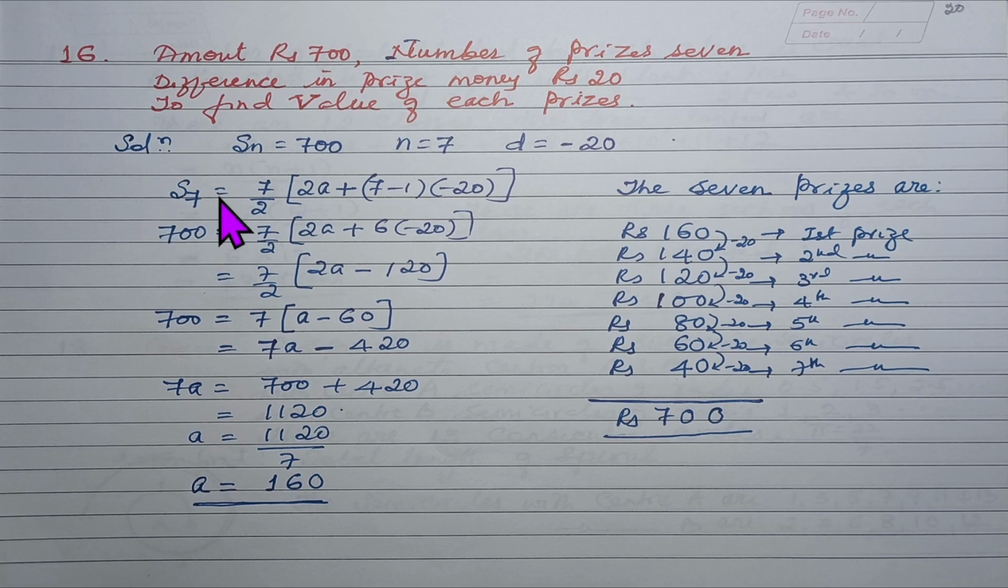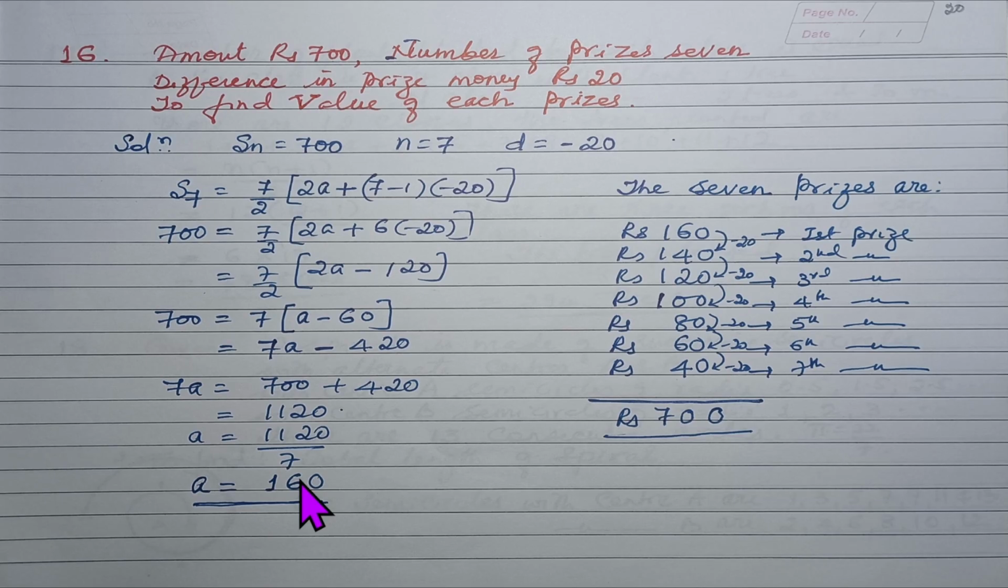So therefore we have S7 is equal to 7 upon 2 in the bracket 2a plus 7 minus 1 into minus 20. 700 equal to 7 by 2 in the bracket 2a plus 6 into minus 20, or 7 upon 2 in the bracket 2a minus 120. 700 is equal to 7 in the bracket a minus 60. 7a minus 420. 7a is equal to 700 plus 420. We have 7a is equal to 1120, or a is equal to 1120 by 7. Therefore a is equal to 160.